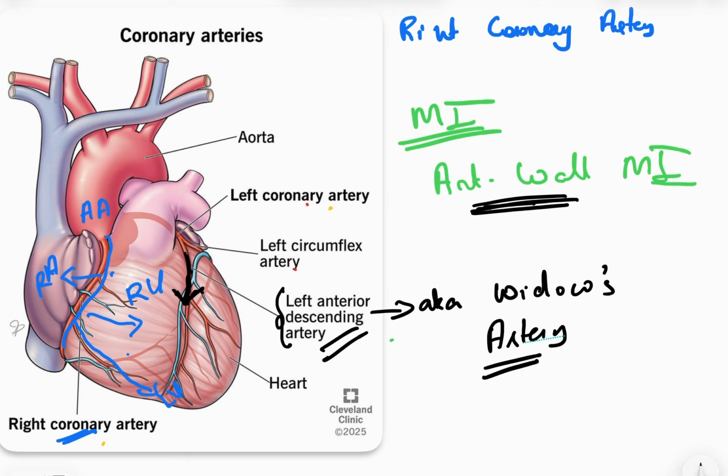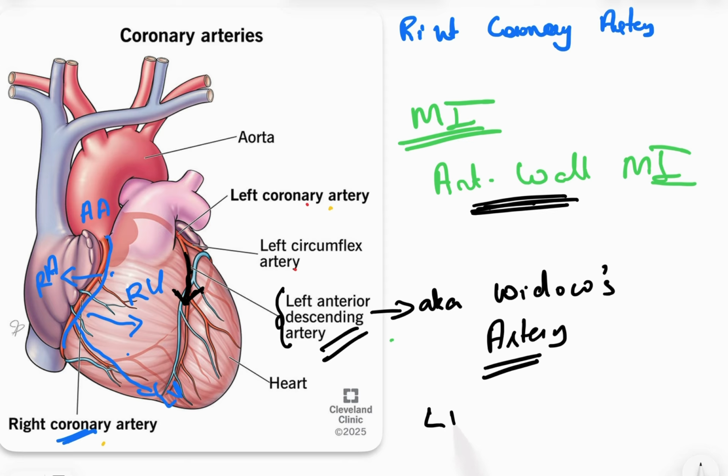So this question has been asked many times, and it depends upon the way the questionnaire wants it. The first question is, what is another name of the left anterior descending artery? It is widow's artery. Otherwise it can be asked like, which artery is known as widow's artery? It is again the left anterior descending artery. The other question is, where is the blood supply affected in a patient who is having an anterior wall MI? That is also the left anterior descending artery.